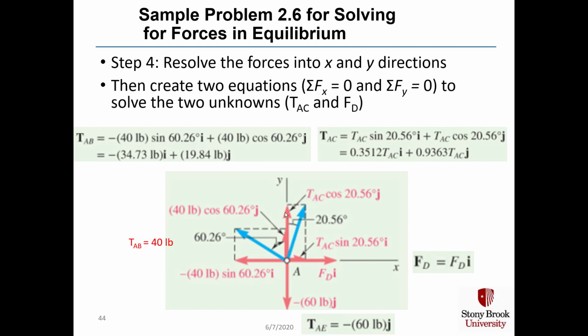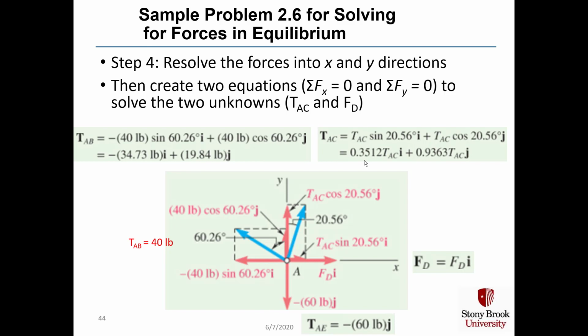Vector T sub AC does not have a known magnitude, so we're going to keep its magnitude, T_AC, in italics, and multiply by the sine of 20.56 degrees to get its x component. So here's the x component of T_AC. And the y component is T_AC times the cosine of 20.56 degrees. All we can do with vector T sub AC is have multipliers of its magnitude in i and j.